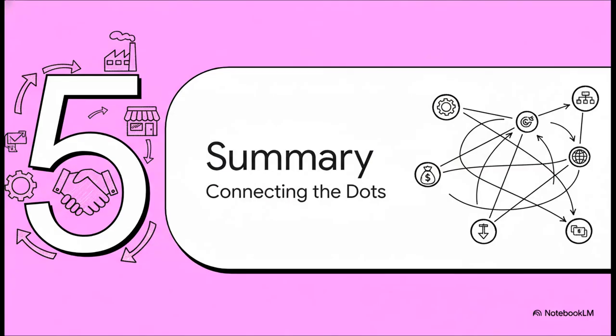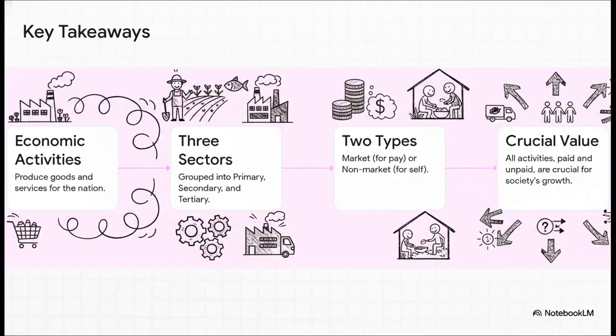We've covered some very important ideas today. So let's do a quick summary to connect all the dots and make sure we remember the key points. So to recap, first, economic activities are all the different kinds of work that produce goods and services for our nation. Second, we can group this work into 3 sectors: primary, secondary, and tertiary. Third, we can also see work as either a market activity, which is done for pay, or a non-market activity, done for our own use. And fourth, and this is the most important takeaway, all of this work, both paid and unpaid, is absolutely essential for our society to grow and prosper.